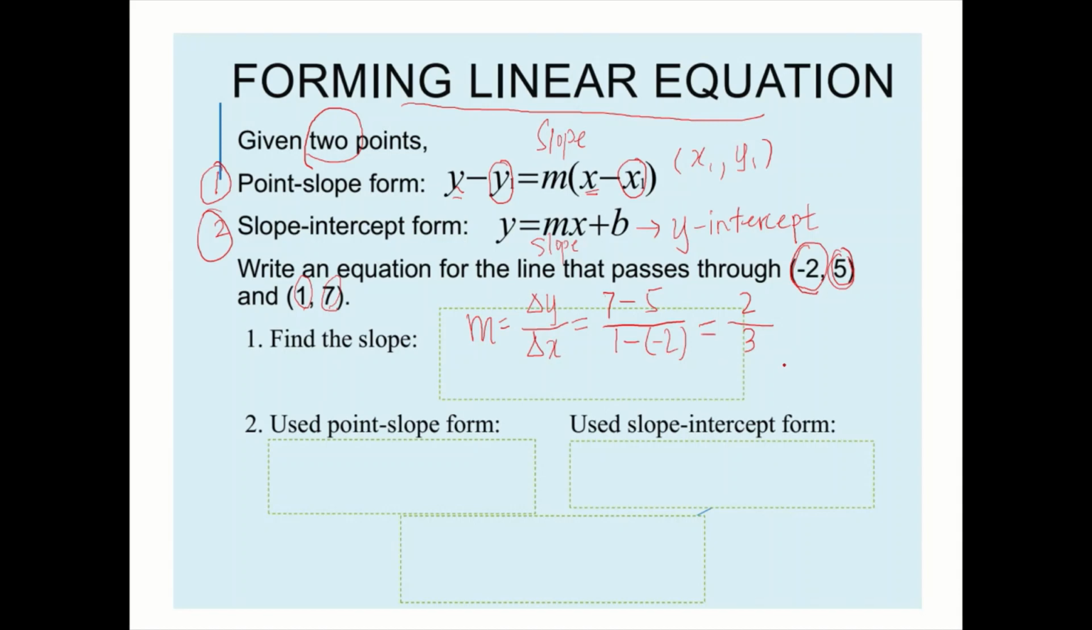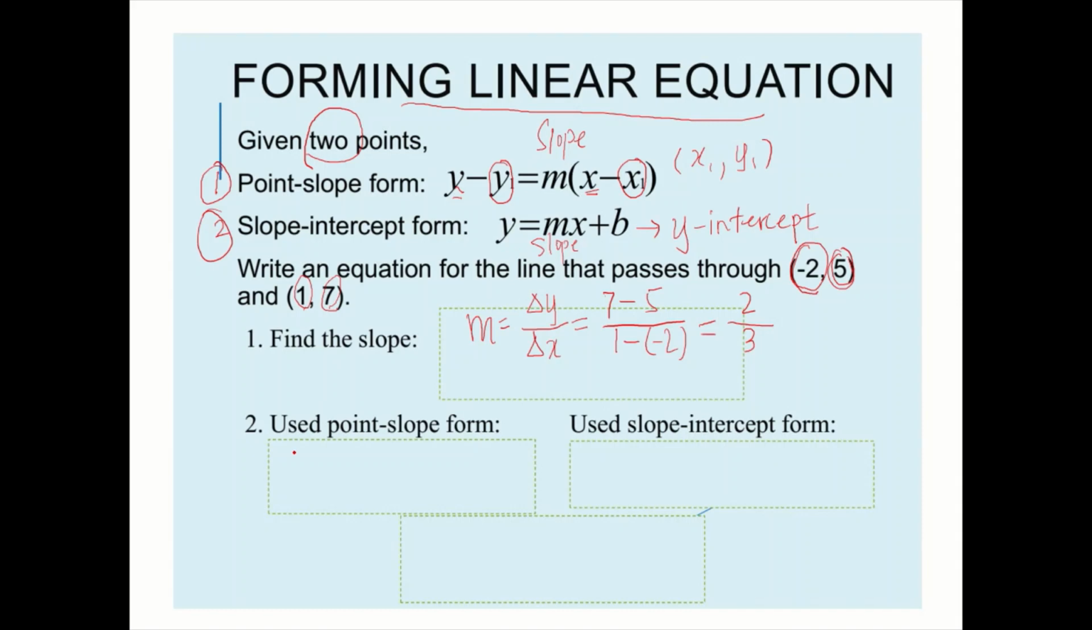All right, so what does that mean here? It means that when the x increases by 3 units, the y increases by 2 units. So this is the slope. Now, after that, we can use the information here and substitute into the point-slope form to write the linear equation.